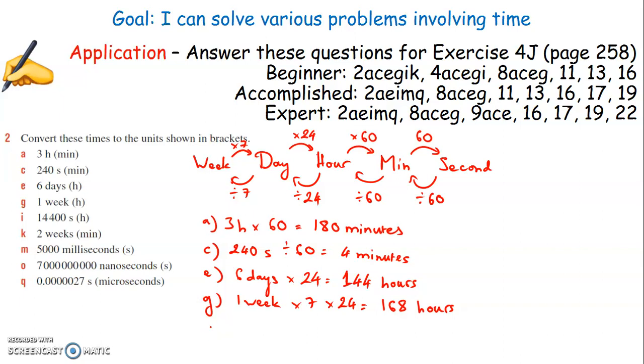Then we have I, 14,400 seconds, and we want to change it to hours. Again, we're going from right to left, so we divide. First we're going to divide by 60 to change that to minutes. Then you can divide that again by 60 to change that to hours.